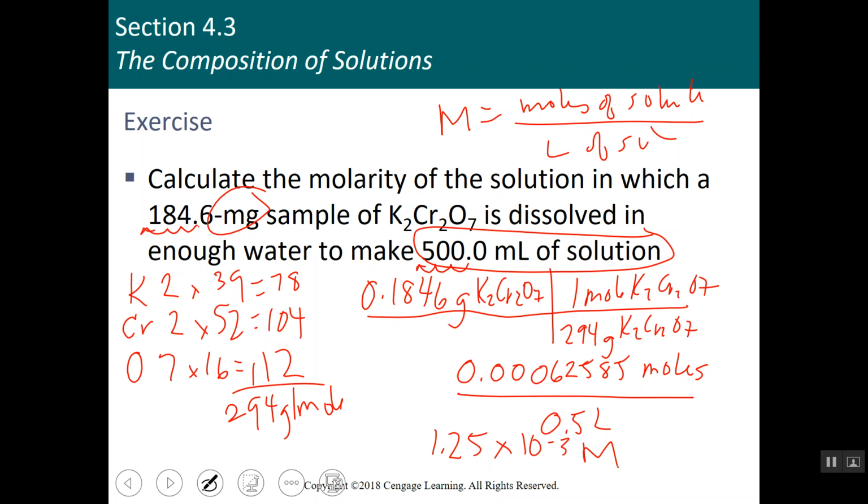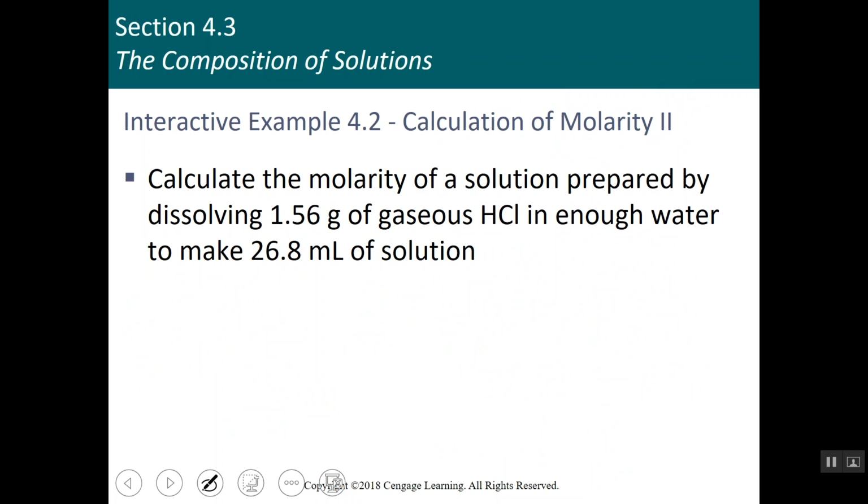And let's see if that's the answer they gave us. Okay, they added an extra 5, probably rounding due to the molar mass. So, okay. All right, now let's move on.